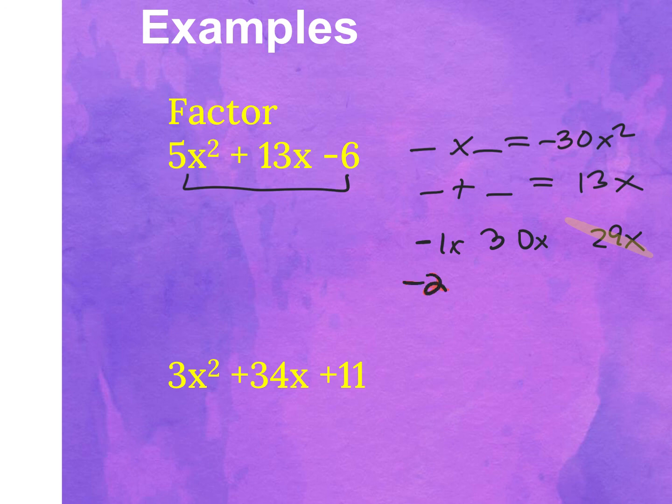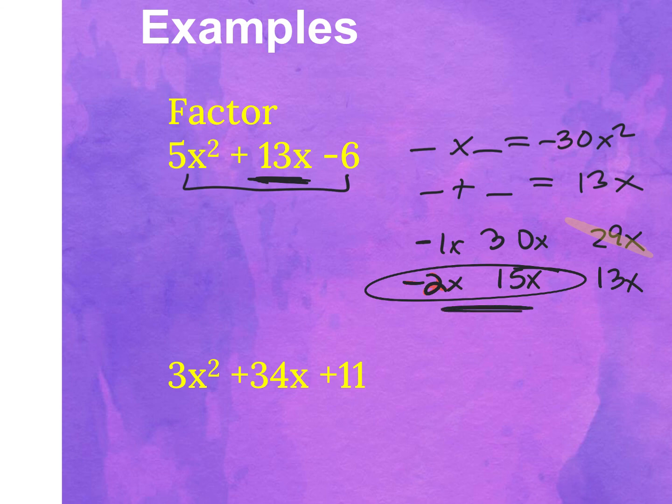-2x and positive 15x. That's going to be my combination. So again, I'm replacing the middle term, the 13x, with these two factors. Rewrite the 5x squared, replace the middle with the two factors you just found, and then rewrite the end.